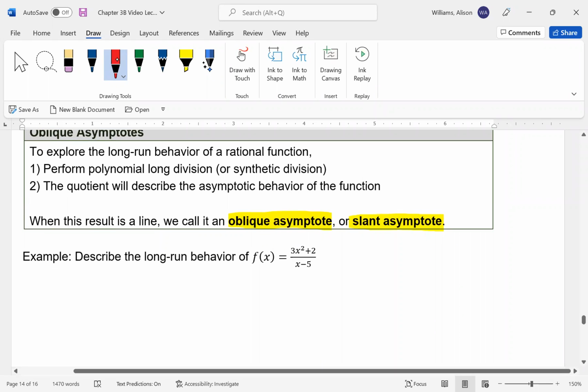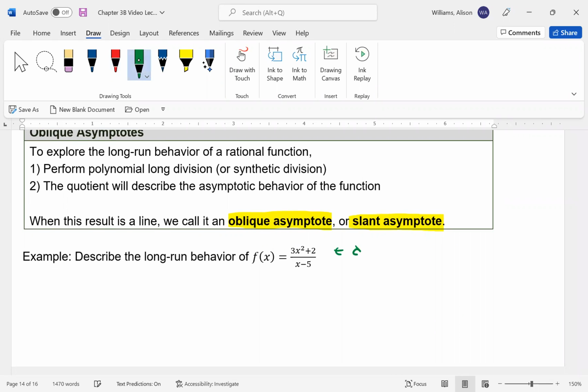Okay, so the degree of the numerator is 2. The degree of the denominator is 1. So we have an example where the denominator is smaller than the numerator, therefore it has a slant asymptote or oblique asymptote, and we're going to divide this. Now, I get to use synthetic division on this because the leading coefficient is 1. If it wasn't 1, I'd need to use long division, just so you know. But it is a 1, so I can use synthetic division.